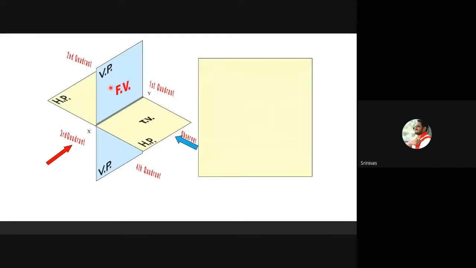When you draw this, it is 3D information. If you draw it in 2D, this is the vertical plane and this is the horizontal plane, and the intersection is XY. The observer will always be towards the first quadrant, and this is the first quadrant, second quadrant, third quadrant, and fourth quadrant. Like this, we divided the chambers into four quadrants, and we will keep the object in each quadrant, see how the object will look, and draw it.